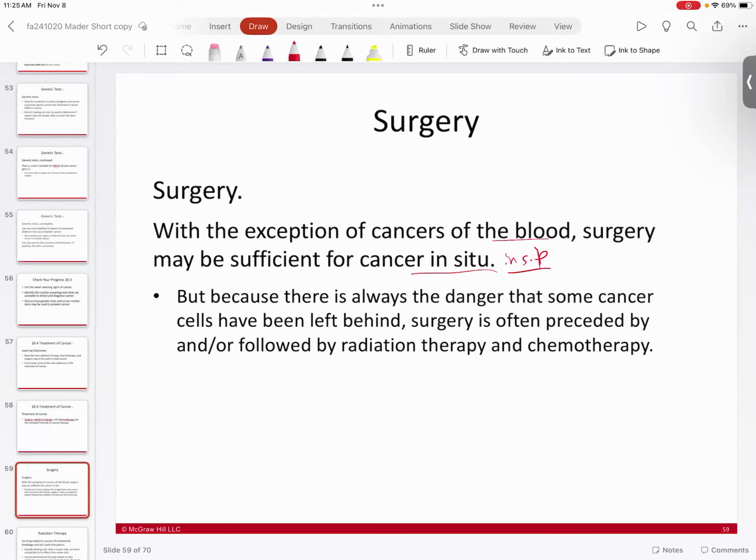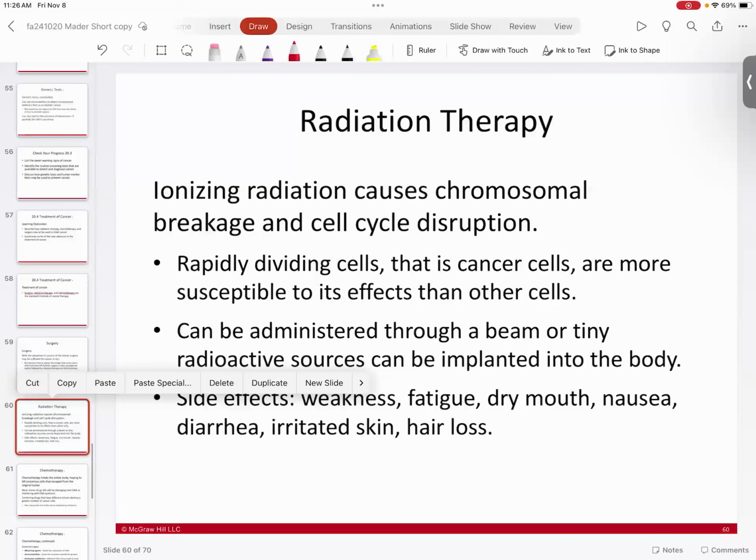As long as you can get all of it, not most of it, you need to get all of it, then you should be fine. The problem with this one is you never know when some of your cancer cells have been left behind, because remember, it only takes one. Only one left behind is enough to create a new tumor. So generally speaking, you'll have surgery, and then you'll either do radiation or chemotherapy just to make sure that any of the leftovers are killed off. So you're trying to stack everything in your favor.